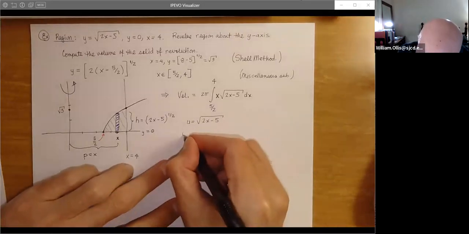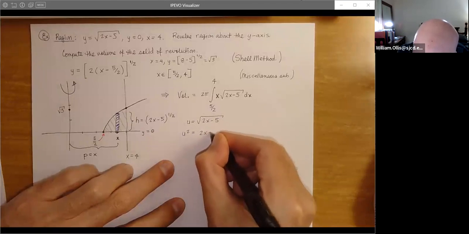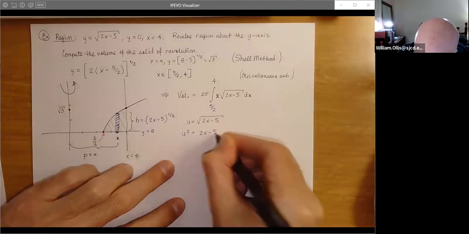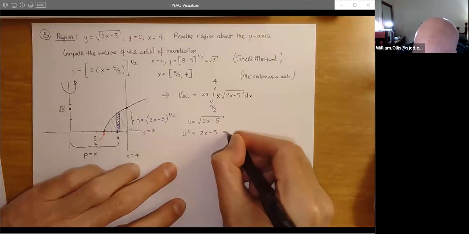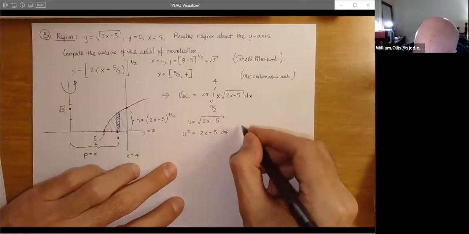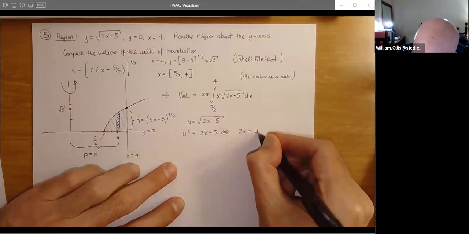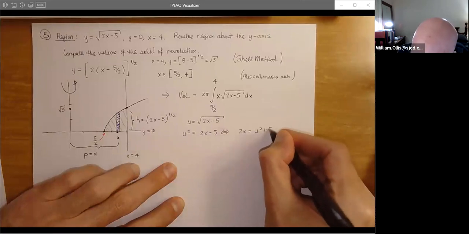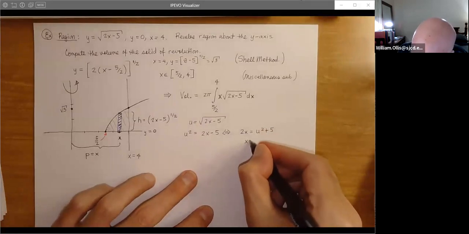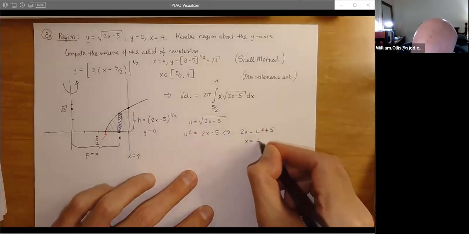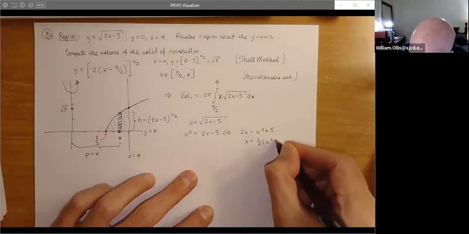So now u squared will be 2x minus 5. So now we can do the differential with that if and only if, let's just go ahead and do a little bit more work. 2x equals u squared plus 5. And so now x will just be 1/2 that quantity, u squared plus 5.